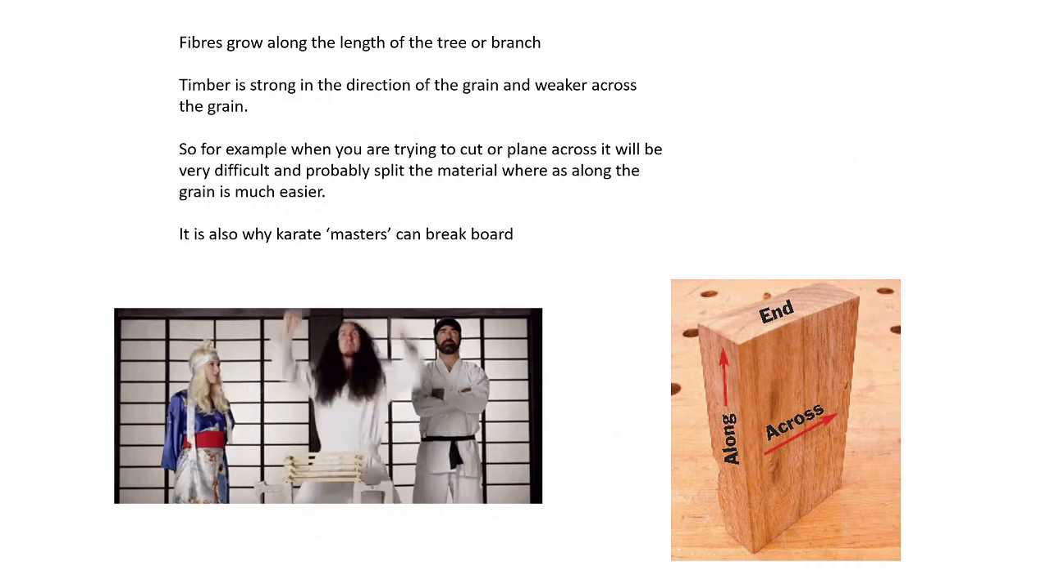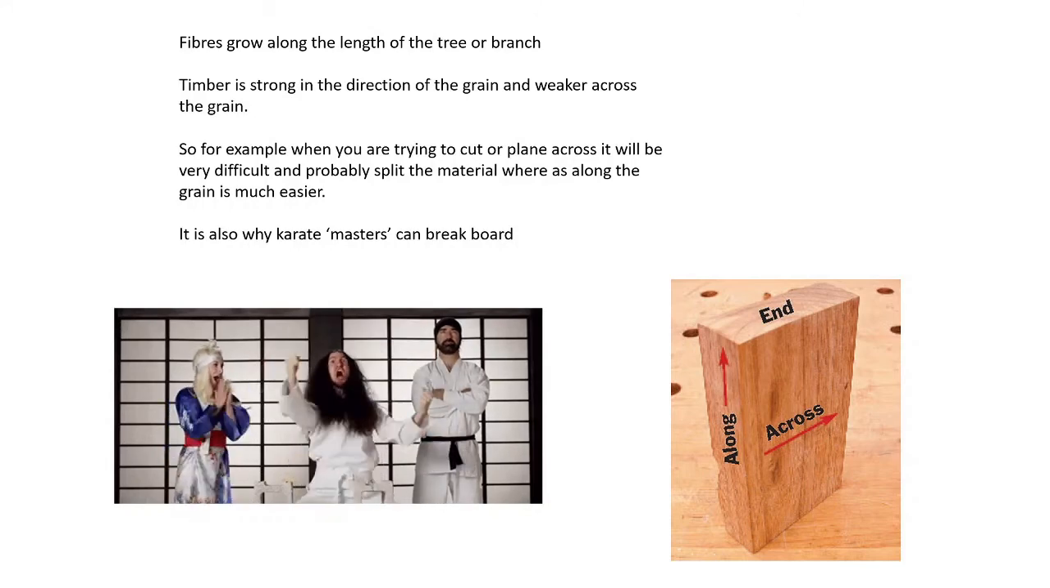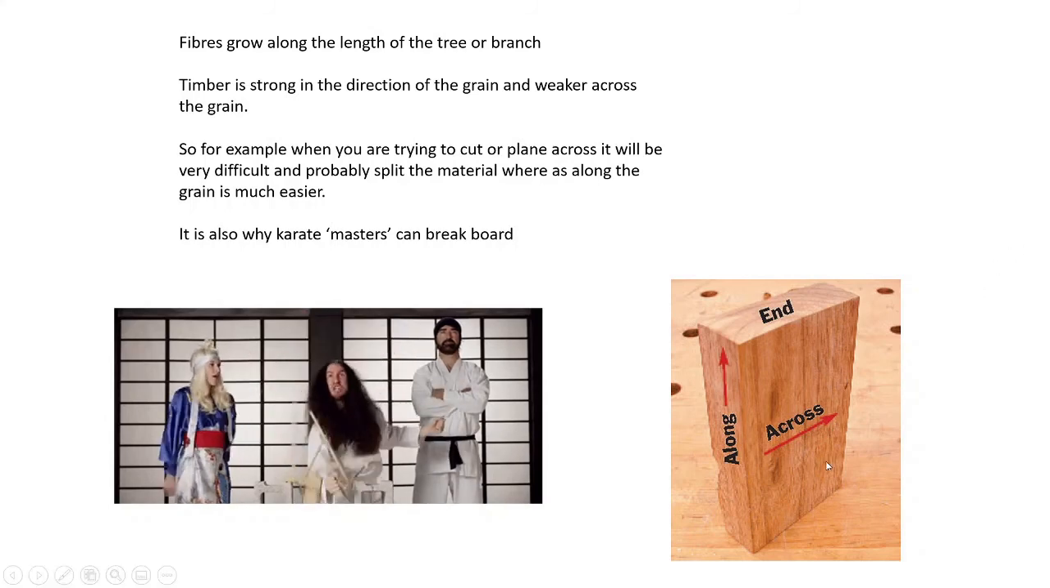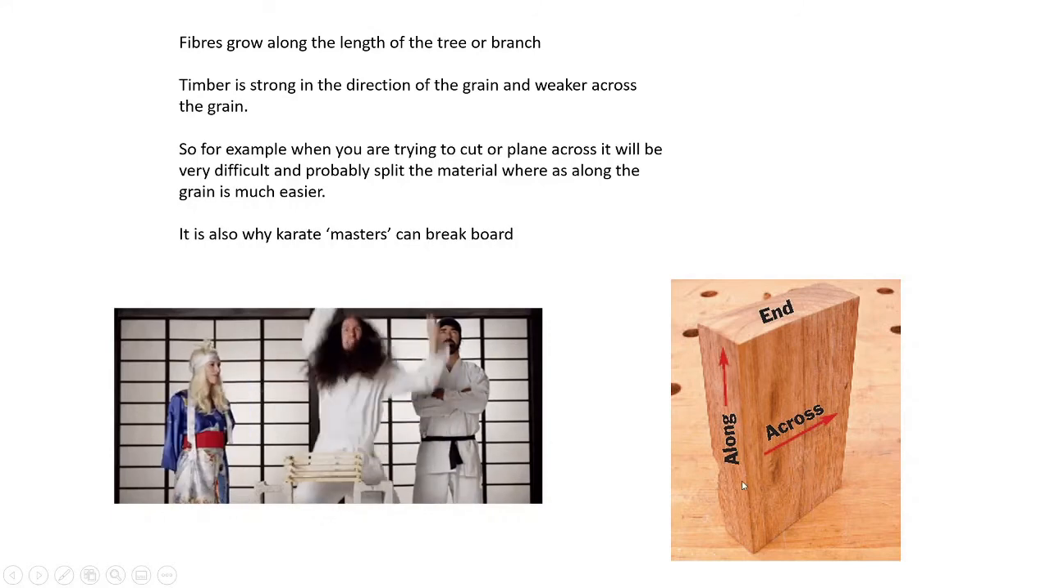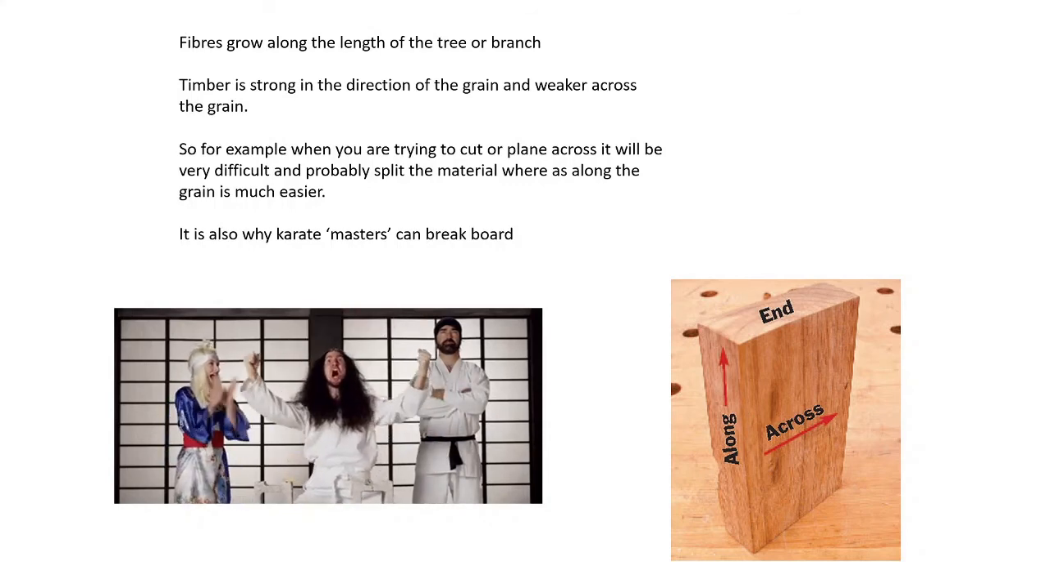So typically, fibers grow along the length of the tree or the branch. So timber is one of the things that's anisotropic. So it's strong in one direction, very weak in the other direction. So if you look at the image on the right hand side, the material is very, very strong going along the grain, but then, sorry, it's very, very strong when you're trying to cut across the grain, and it's very, very weak when you're trying to cut along the grain.